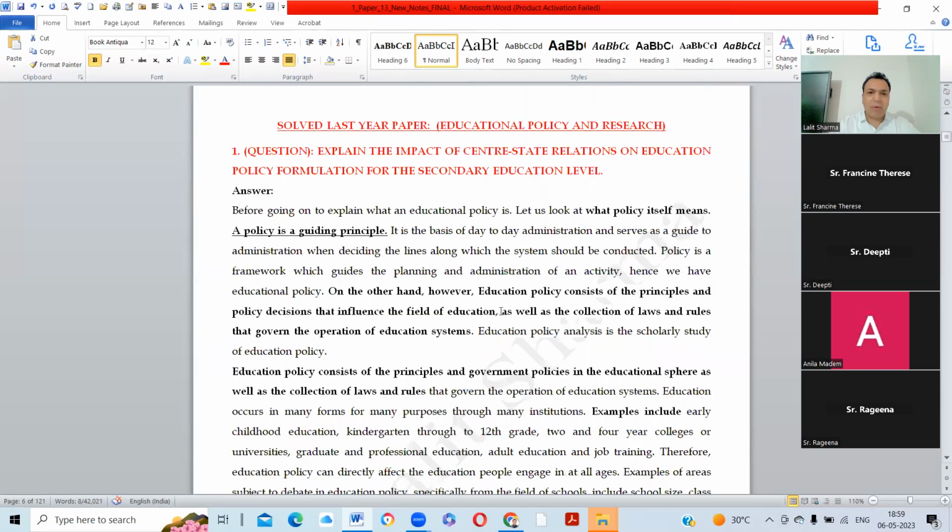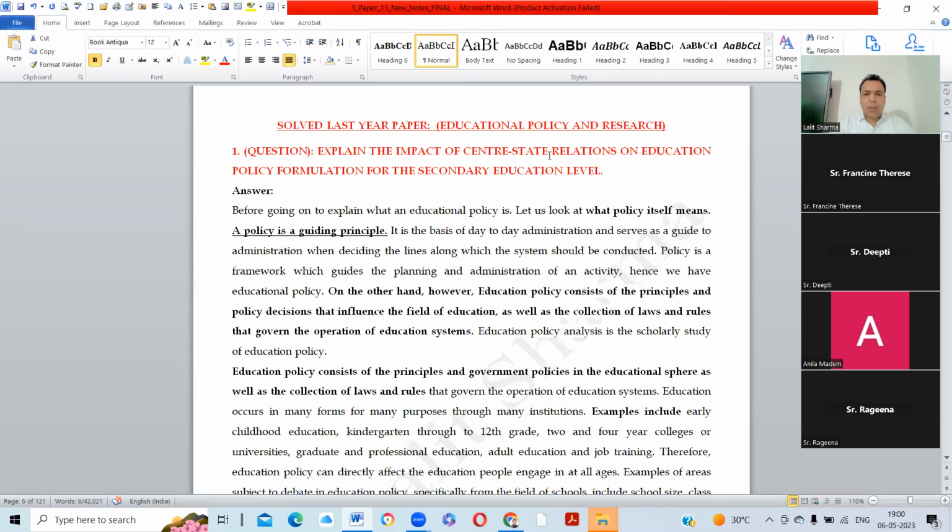Okay, I start from the first question. Explain the impact of central and state relation on educational policy formulation for the secondary education level. So guys, what you have to do, you have to read the question once, twice, and thrice so that you can understand the questions. Okay, so for this paper, these are the lengthy paper. You have to write each and everything related with the questions being asked, right?